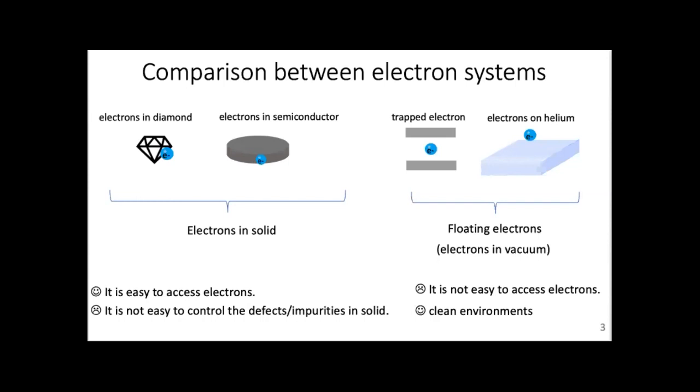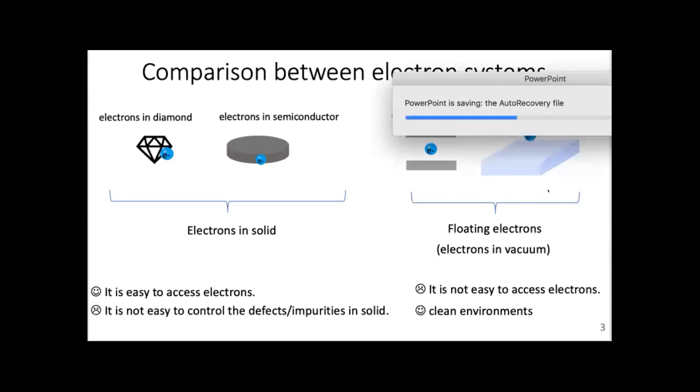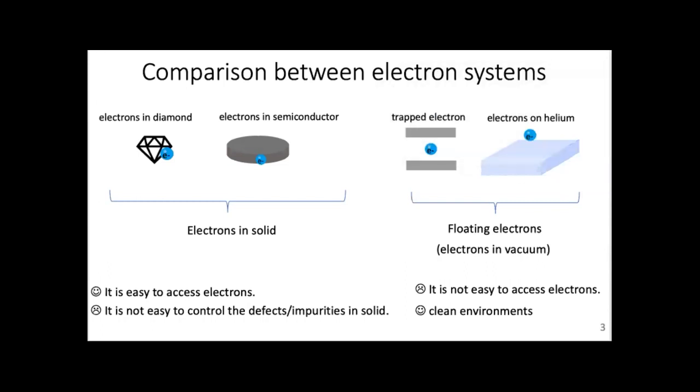The research on using electrons in solids as qubits has advanced a lot recently. On the other hand, the research on floating electrons on helium did not progress so much in terms of quantum computation. So why didn't it make so much progress? I think one of the reasons is that compared to electrons in solids, it is not easy to access floating electrons. And so it is not straightforward to read out the electron state.